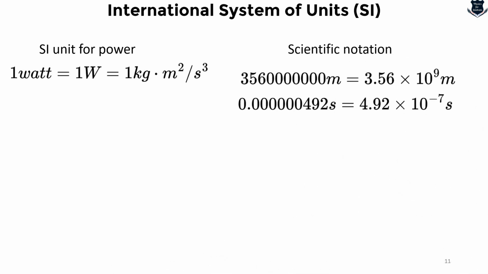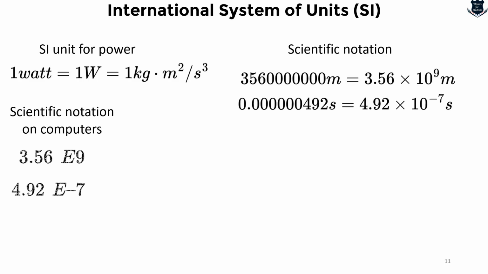Now, to express very large and very small quantities, we often run into what are called scientific notations in physics, as you can see, which employ powers of 10. Scientific notation is also used on computers, which sometimes take an even briefer look, for example this one, 3.56 E9, where E actually stands for exponent of 10.